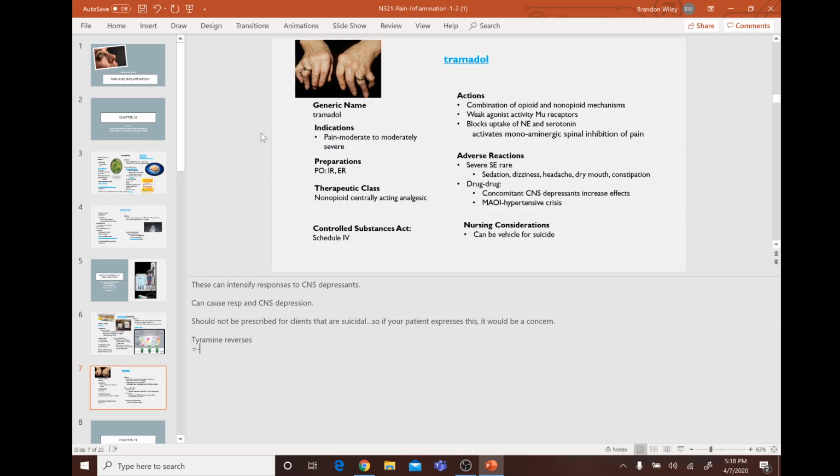Sedation, dizziness, headache, dry mouth, constipation. However, these are rare. And then drug interactions: concomitant CNS depressants, increased effects. And MAOIs, hypertensive crisis. What are the nursing considerations of Tramadol?